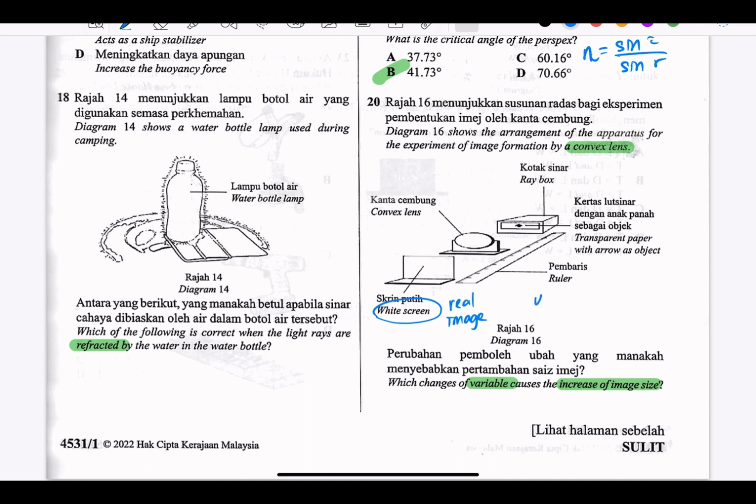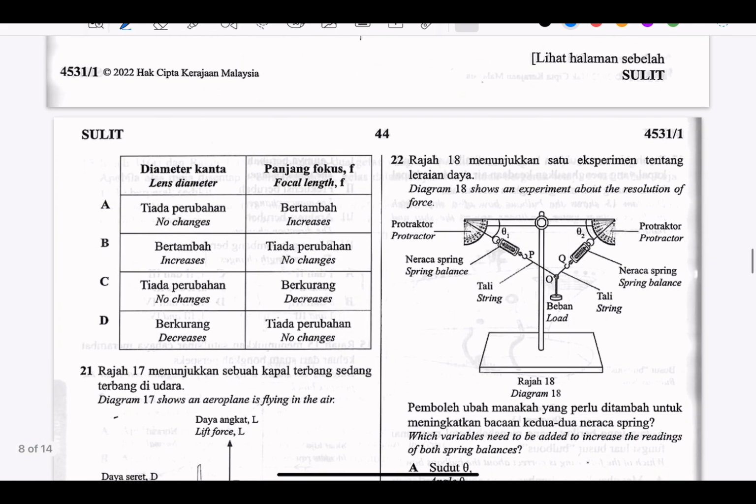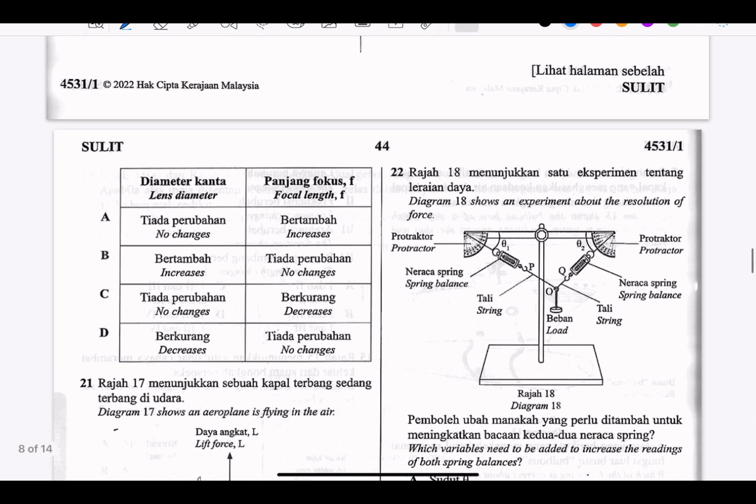So to form a real image, your object distance must be greater than the focal length. Here we go through the answer. Two factors: diameter and focal length. The diameter of the lens will not affect the size of the image. It will affect the brightness of your image. The bigger the diameter, the more light the lens collects, so the image will be brighter. There is nothing related to the size of the image.